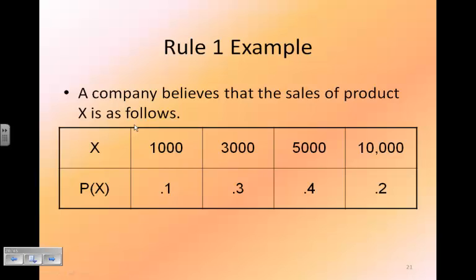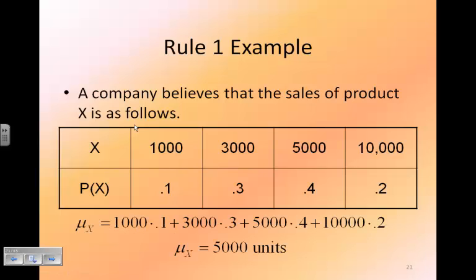A company believes the sales of product X is as follows. So they believe that they will sell 1,000. The probability that they sell 1,000 of these items is 0.1. That they'll sell 3,000 of these items is 0.3. 5,000 is 0.4, and 10,000 is 0.2. Right? That adds up to 100%, which is what we would expect.